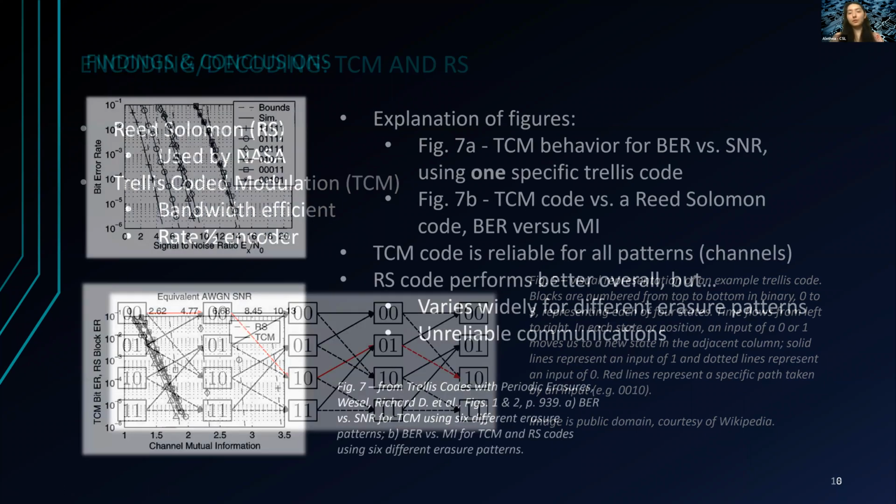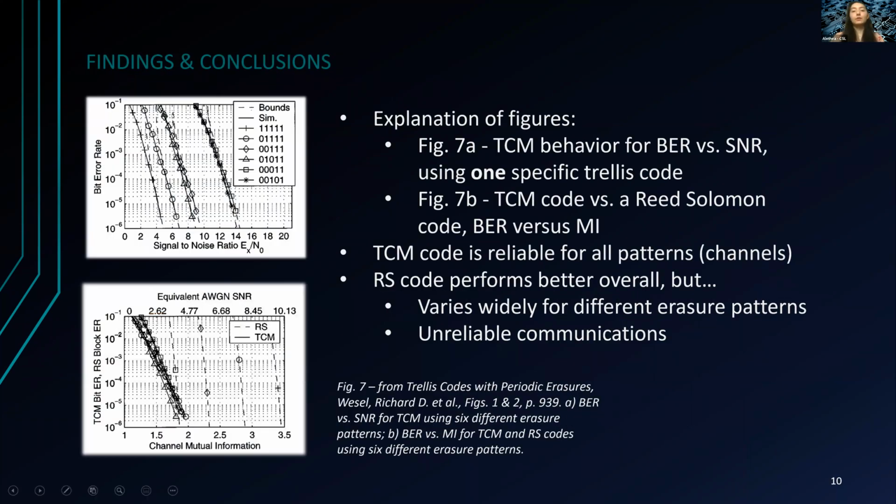So, findings and conclusions. We can see from figure 7a that our bit error rate and signal-to-noise ratio differs a little bit for different erasure patterns. This is one trellis code, known as code 13 in the paper. However, that variation is pretty small if we actually zoom out and look at how it looks compared to the Reed-Solomon code acting on the same erasure patterns.